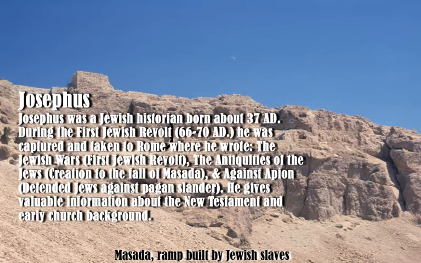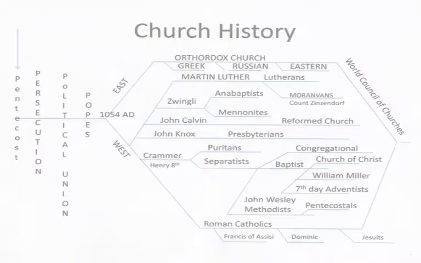A key writer at this time was Josephus. He was a Jewish historian born about 37 A.D. During the first Jewish revolt, which was from 66 to 70 A.D., he was captured and taken to Rome, where he wrote the Jewish Wars about the first Jewish revolt, the Antiquities of the Jews from the creation to the fall at Masada, and Against Apion, who defended Jews against pagan slander. He gives valuable information about the New Testament and early church background.